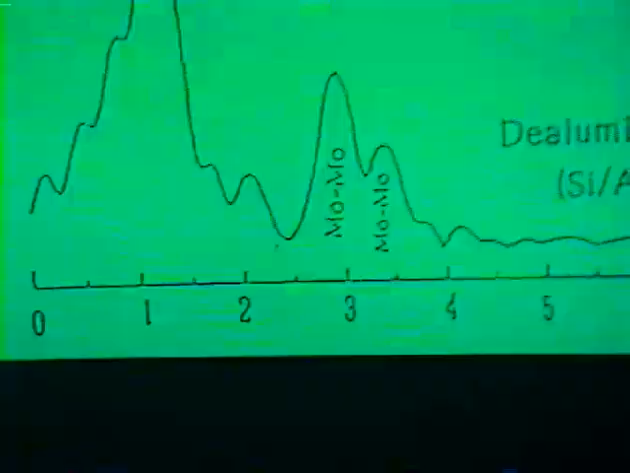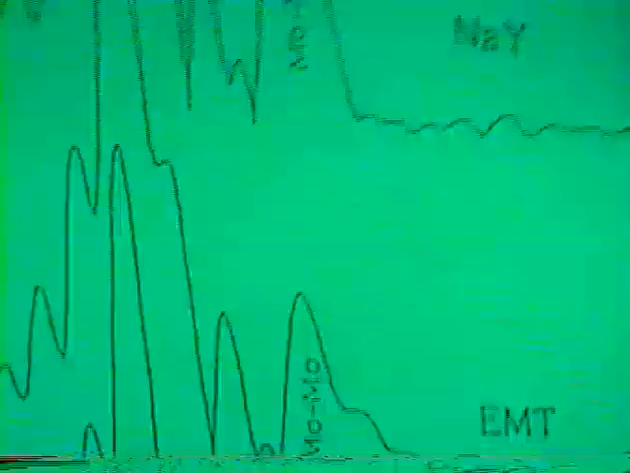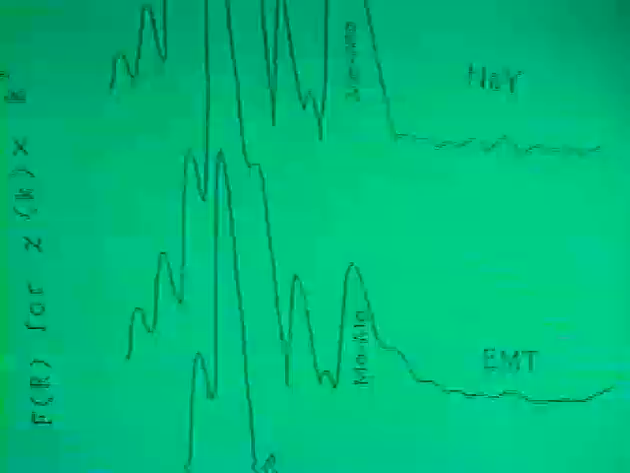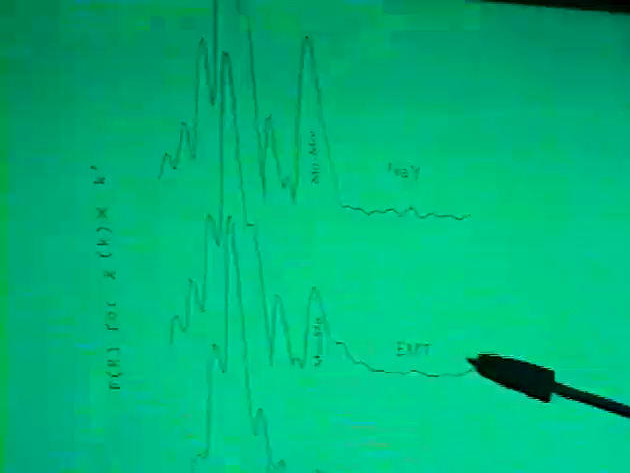Next, we examine the effect of the zeolite cations and their structure on the structure of the molybdenum cluster in zeolite. The zeolite distinction is shown here.